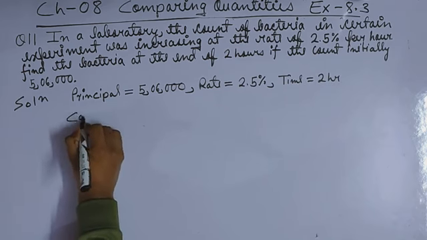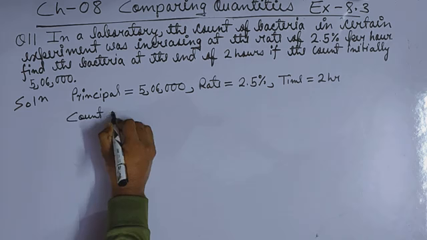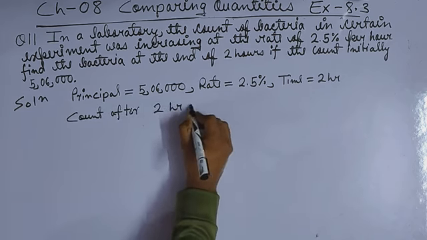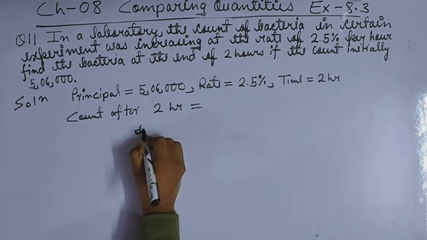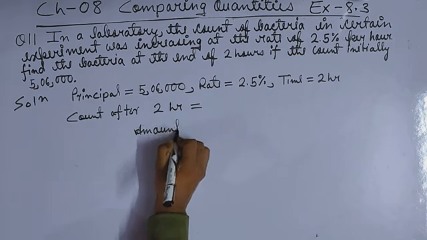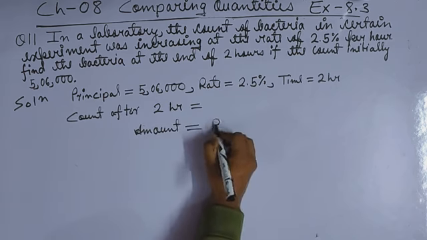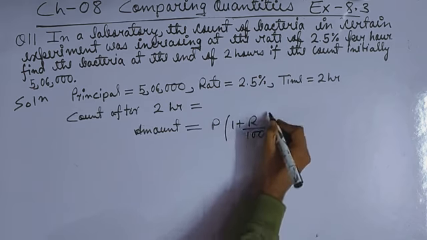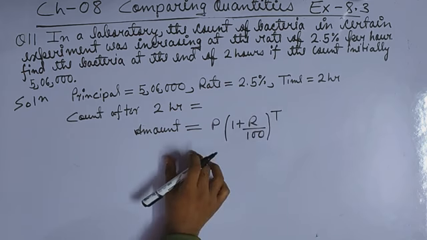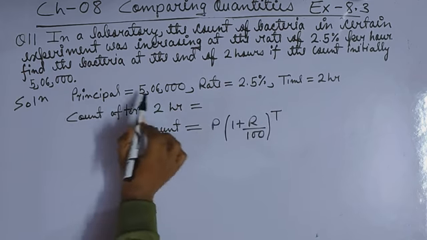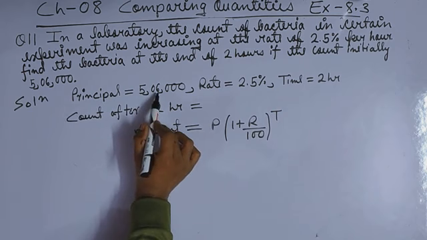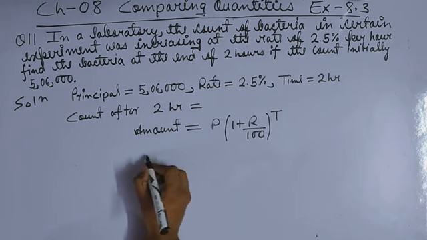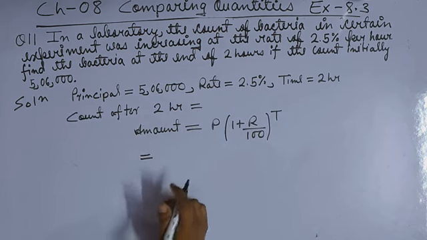So the count of bacteria after 2 hours will be equal to the amount generated in 2 hours, that will be equal to P bracket 1 plus R upon 100 to the power T. This formula we are going to use, where P is the principal, that is 5,06,000, R is the rate, that is 2.5%, and the time is 2 hours. We will put the values of P, R and T in this formula.